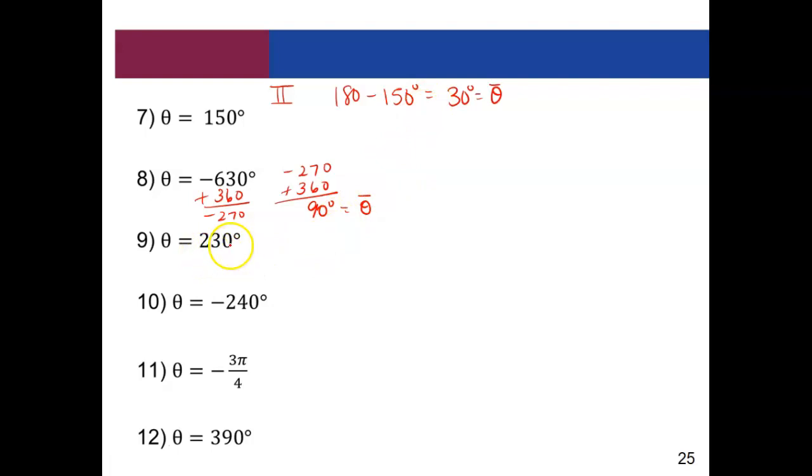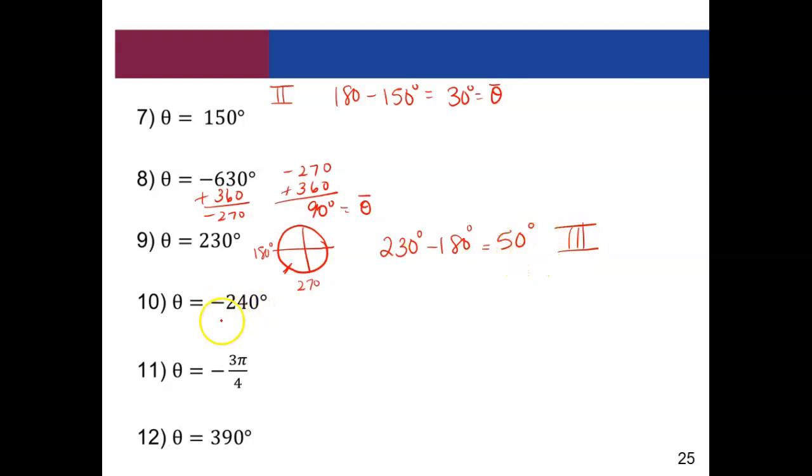So here, looking at 230, 230 is between 0 and 360. If we consider which quadrant it's in, this would be 180 degrees, and this will be 270. So it's going to be over here in the third quadrant. So in the third quadrant, we take the angle, which is 230, and subtract 180 from it. When I do that, I'm going to have a 50-degree angle. So it's in the third quadrant, and it's a 50-degree angle for the reference angle.